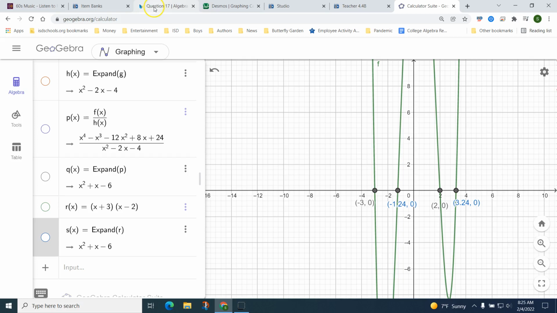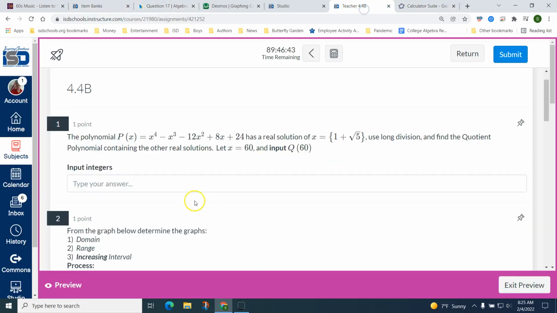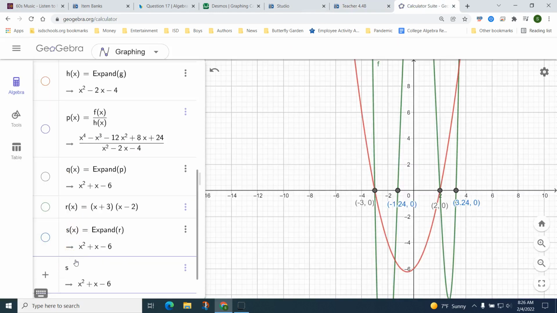All right. If we look at the question, it said find Q, which was this when you divide it out, and put in 60 into Q. So I go over here, I type S of 60.